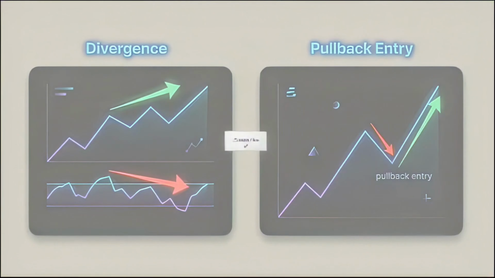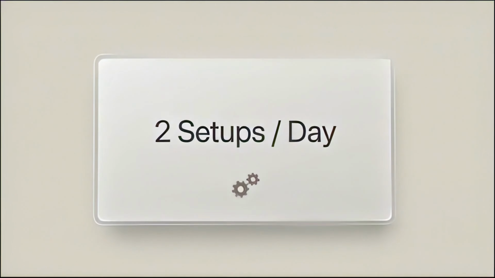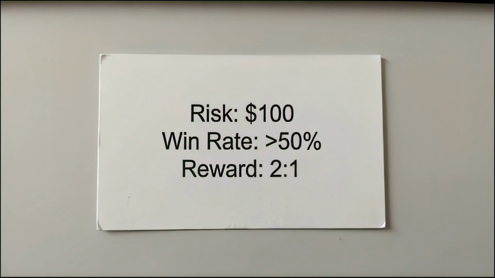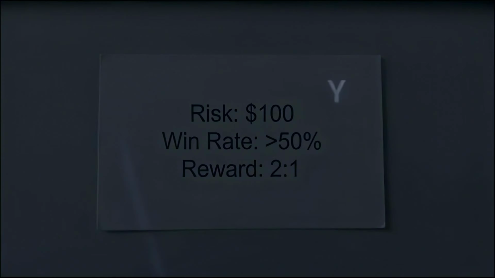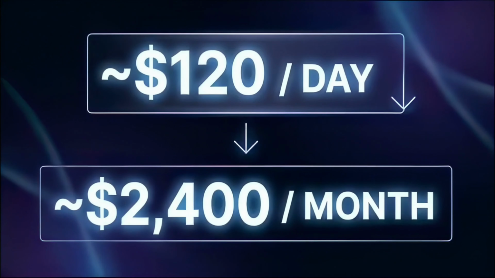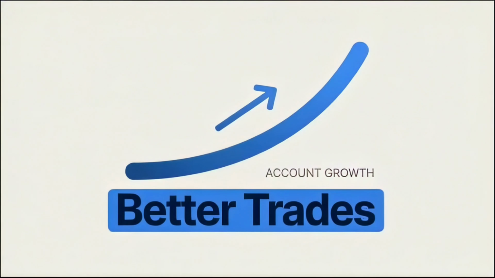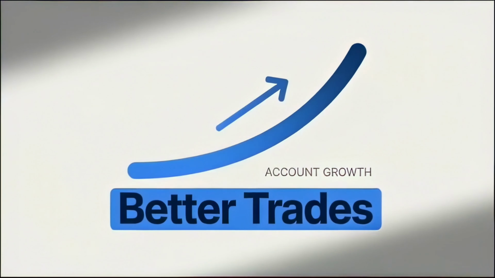So, what could that realistically do? Let's use arithmetic. Say those filters give you 2 clean setups a day. You risk $100 each, and you win a little over half at 2 to 1. That is roughly $120 a day, so somewhere around $2,400 a month once you are consistent, and it grows with your account. Not from taking more trades, from taking better ones.